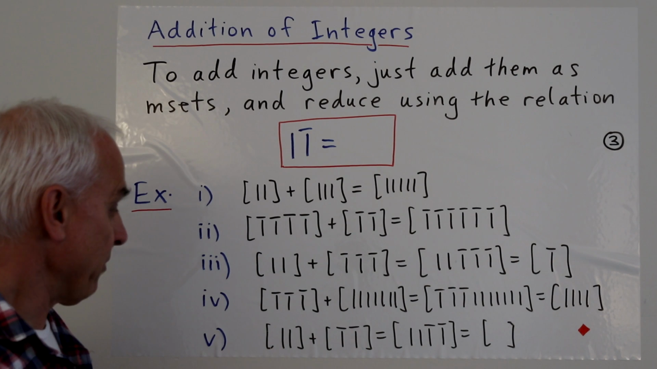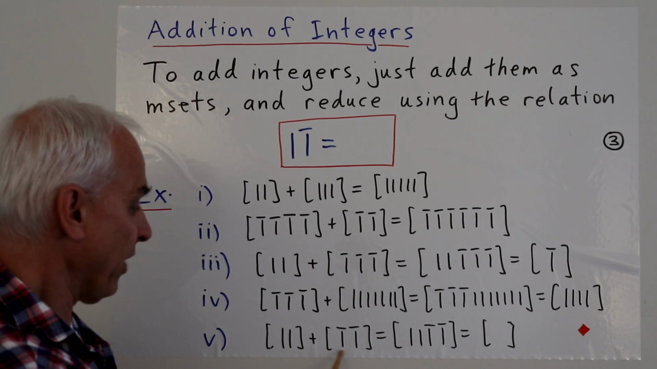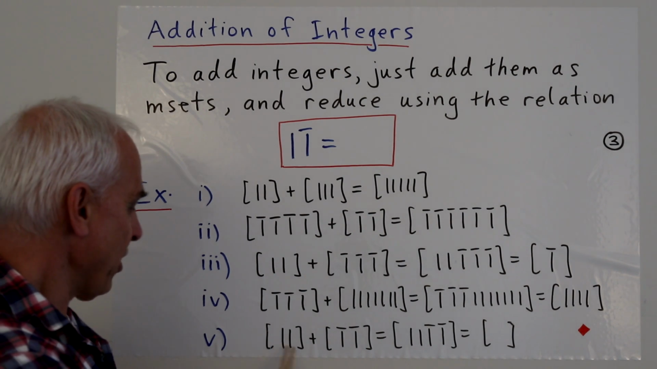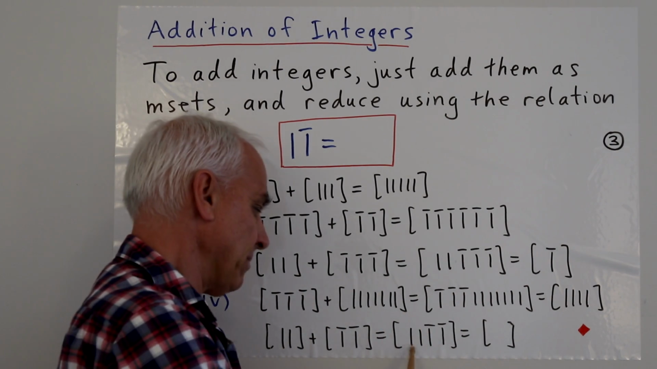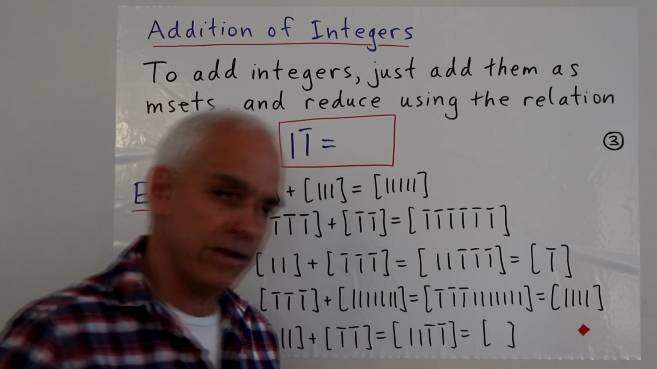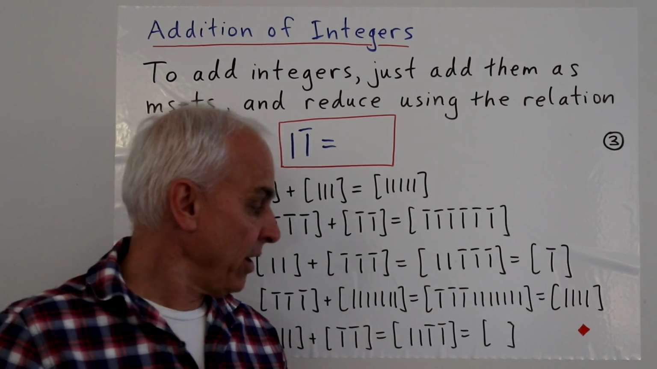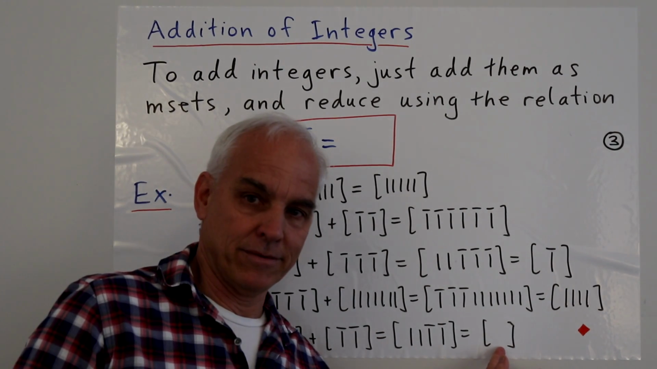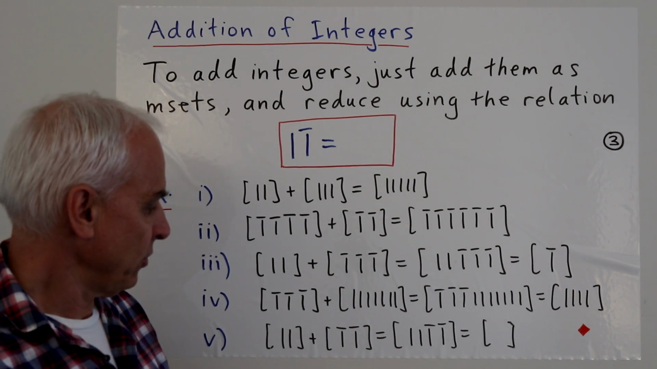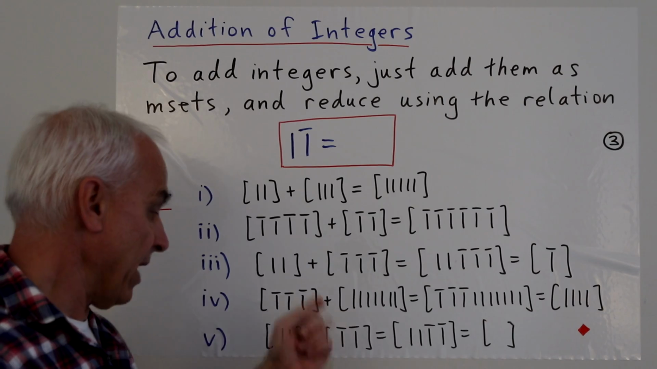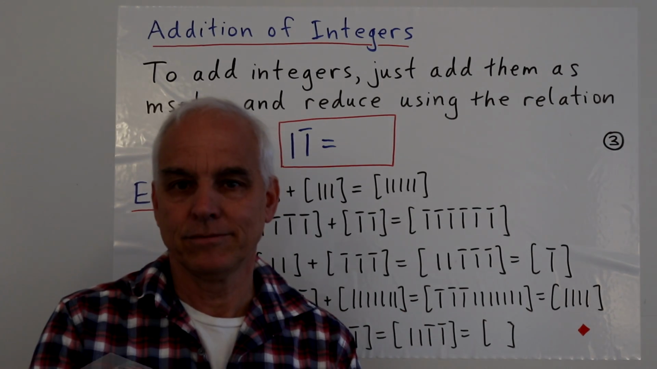And a special but important case, if we have, say, 2 plus minus 2, there's mark, mark, and there's anti-mark, anti-mark. We combine them, we get the multiset mark, mark, anti-mark, anti-mark, and then after we've done a reduction, we have nothing left over. So the end result is 0. We would say this is 2 plus minus 2 equals 0.